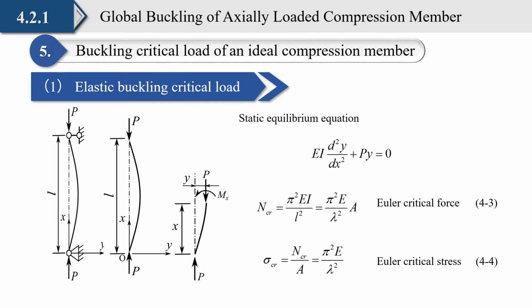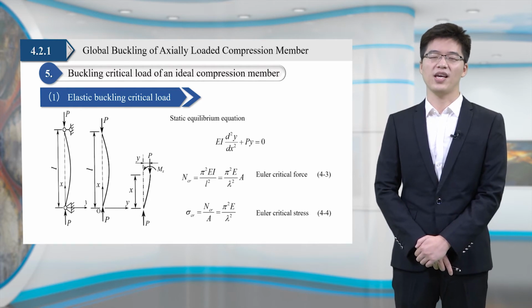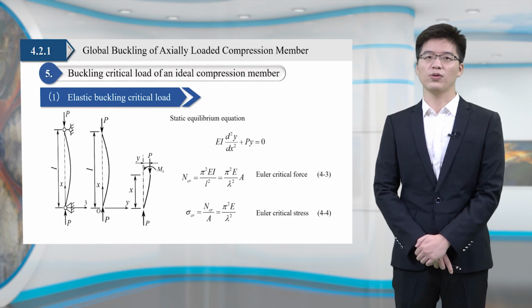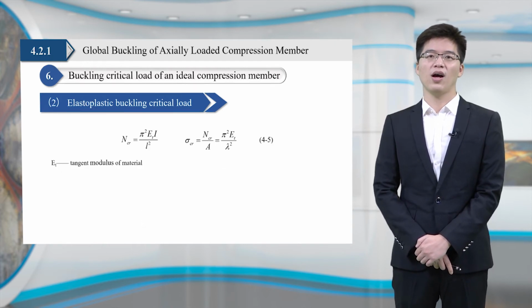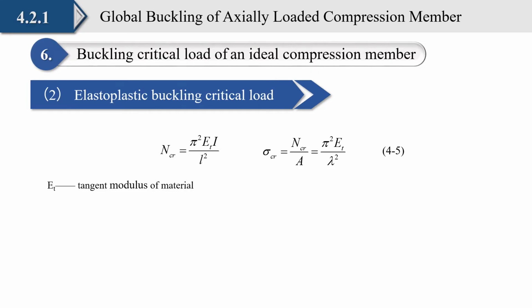In the course of mechanics of materials, we have studied the elastic buckling critical load of an ideal slender compression member. Euler derived the critical load of an ideal slender column with both ends hinged, as shown in equations 4-3 and 4-4. However, the Euler formula is not accurate for a column in an elastoplastic state. Thus, the tangent modulus was used to obtain the corresponding flexural buckling critical load and critical stress. See equation 4-5.